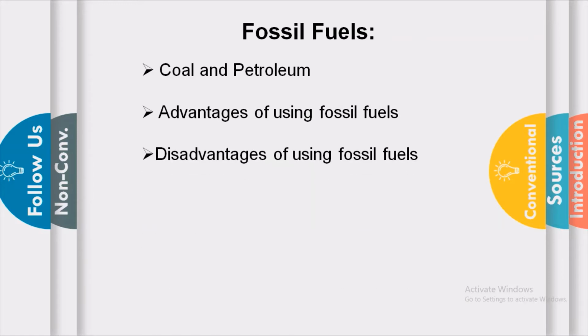Disadvantages of using fossil fuels are that fossil fuels were formed millions of years ago and only limited reserves are left. If we keep using fossil fuels at this rapid rate, they will run out very soon. Again, burning of fossil fuels causes harm to the environment and leads to phenomena like acid rain and global warming.